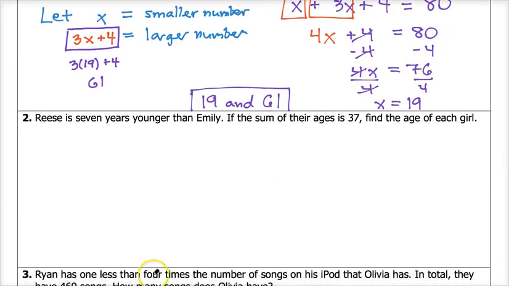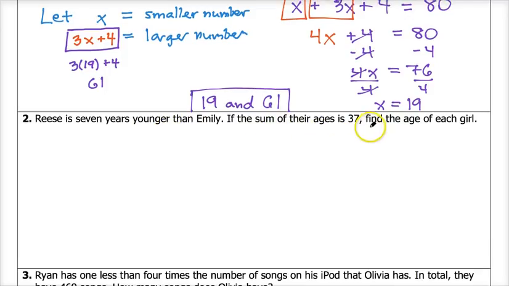Okay, number 2, this is a similar type of problem. It says that Reese is 7 years younger than Emily. If the sum of their ages is 37, find the age of each girl. So we're finding two separate ages here, so that means we need two let statements. One let statement will be the age of Emily, who is one of the sisters.